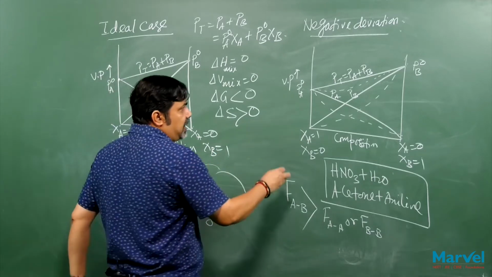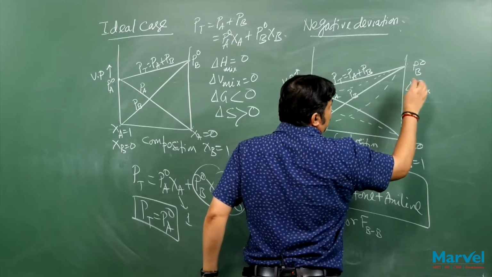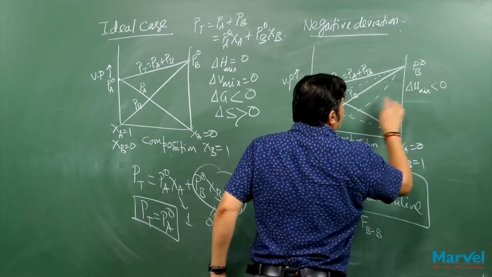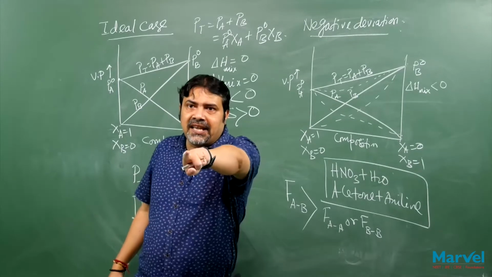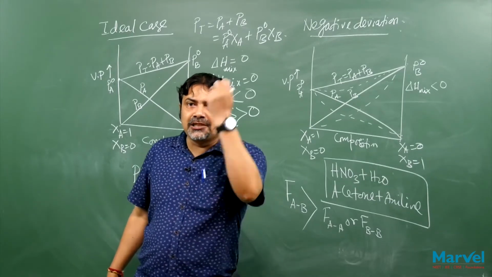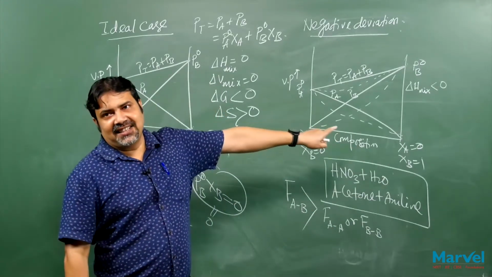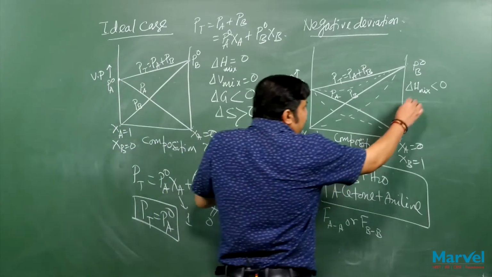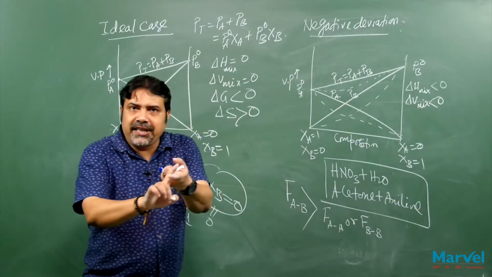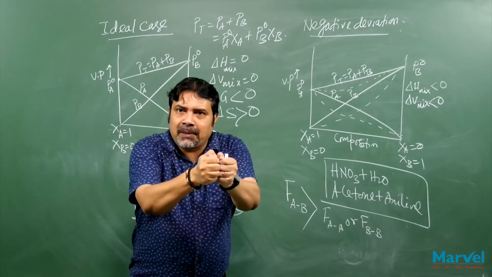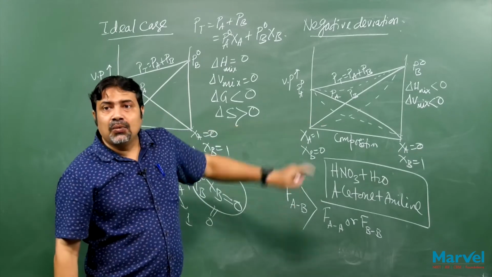When the negative deviation comes into the picture, delta H of mixing will be less than 0. When the force of attraction is more, there will be bond formation. Bond formation is an exothermic process, heat will be released from the system. Heat release means delta H is negative, my dear. That is why delta H is less than 0. And then delta V of mixing will be less than 0. As the force of attraction is very high, the molecules will be very close to each other, and volume will decrease. So that is why delta V of mixing will be less than 0.